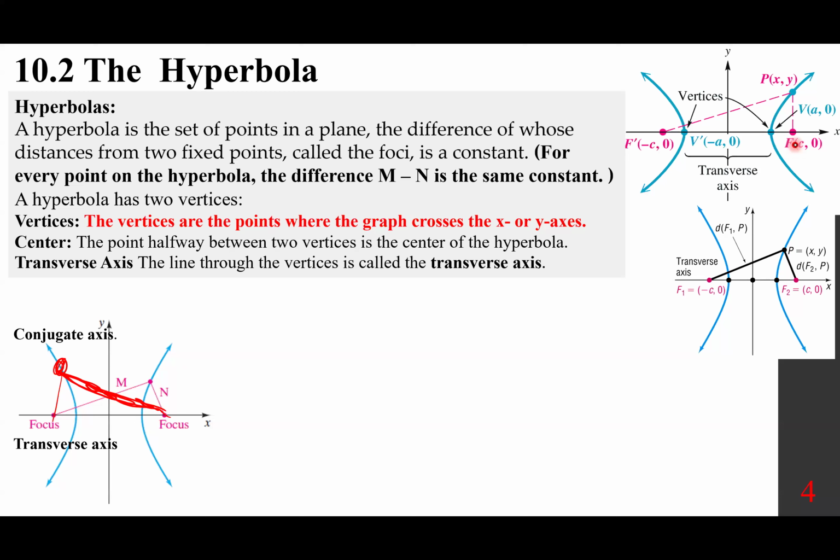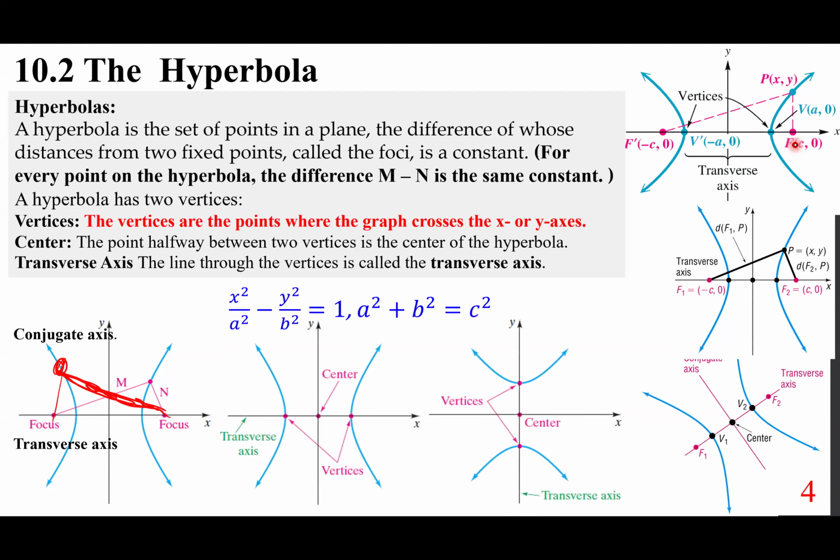So it's pretty straightforward. Those are all types of definitions. And as I mentioned, it can open sideways or it can open up and down. When it opens up and down, the vertices are along the y-axis, and so is the transverse axis. The transverse axis would be the y-axis in this case. And if it's not along the x or y-axis, still when you connect the 2 vertices, that line would be the transverse axis.